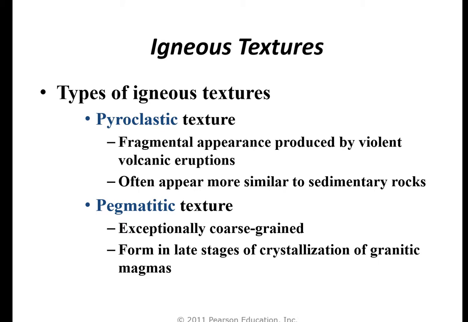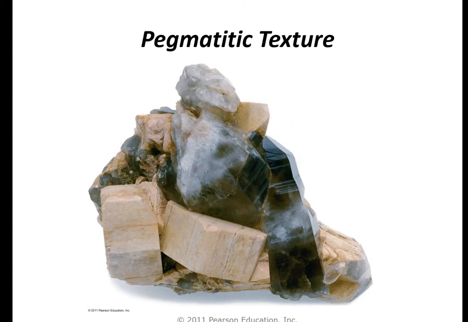Pyroclastic texture is a fragmental appearance produced by a violent volcanic eruption, often appearing more similar to sedimentary rocks. Pegmatitic texture is exceptionally coarse-grained, formed in late stages of crystallization in granitic magmas. And we'll look at an example of a pegmatitic rock. See the coarse grain there?